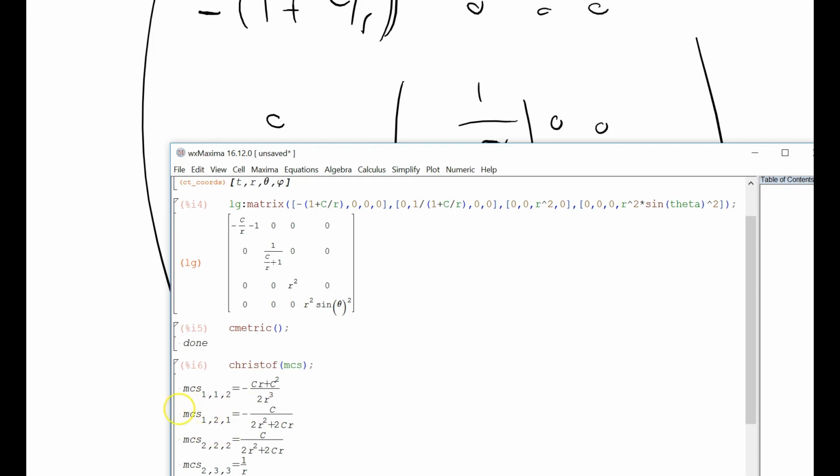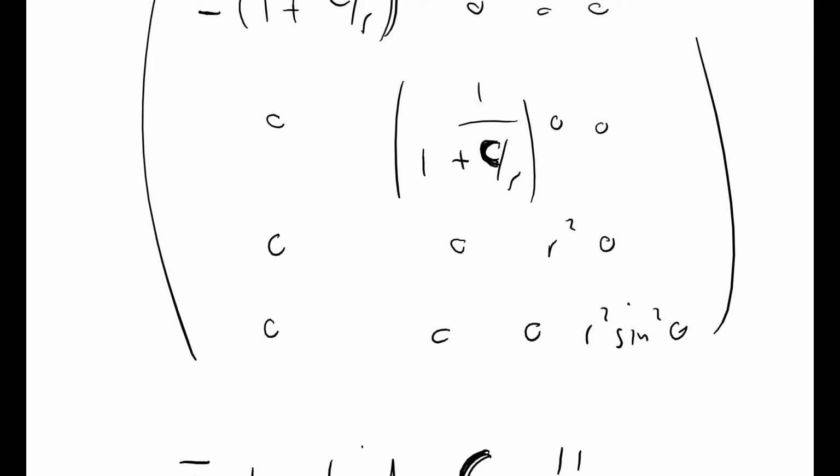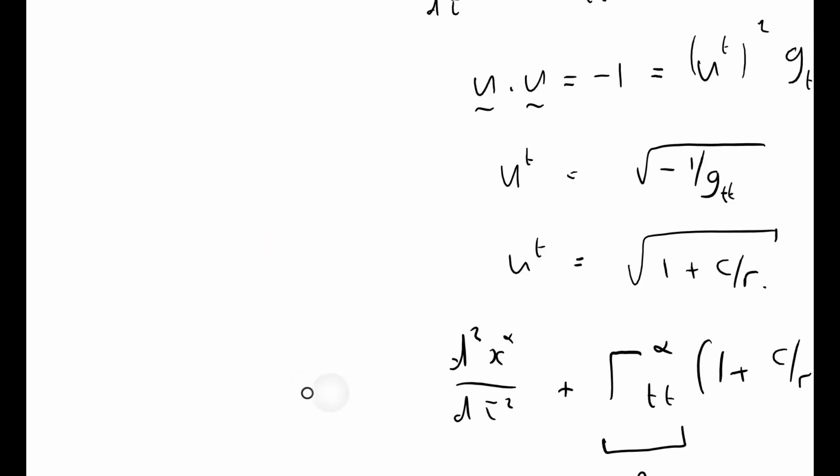The indices have been shuffled around a little bit. In this one, 2 is the radial component and 1 is time, and it's annoying because I've been using 0. So it's this one I want, which is C over 2R squared plus 2CR. Let me just write that out here: C over 2R squared plus 2CR.